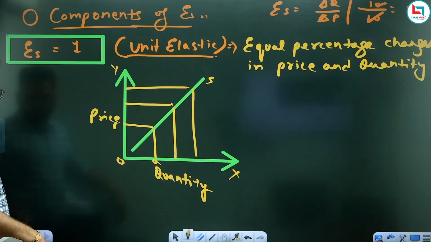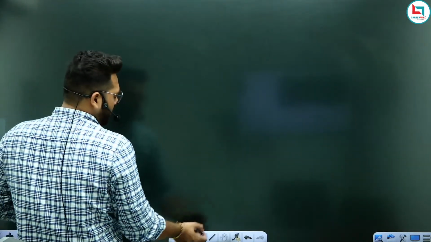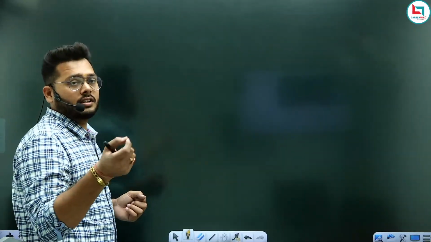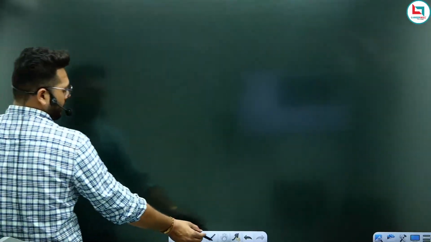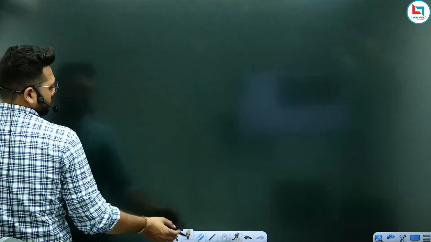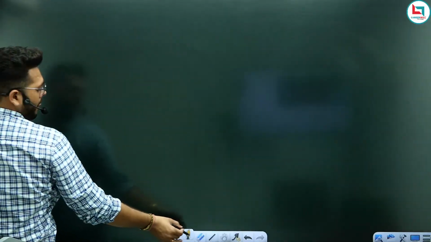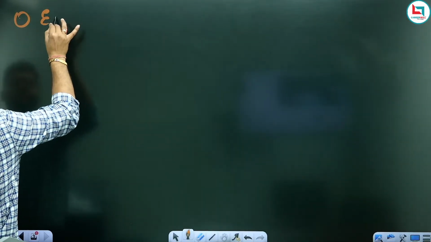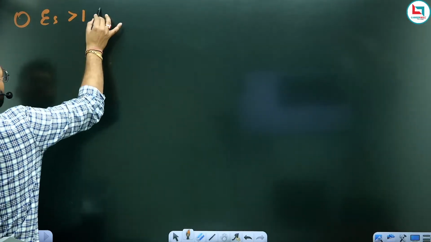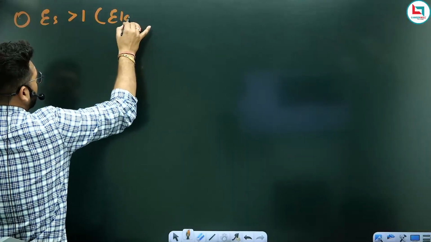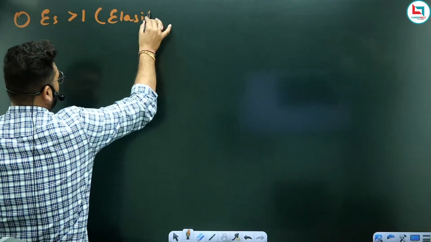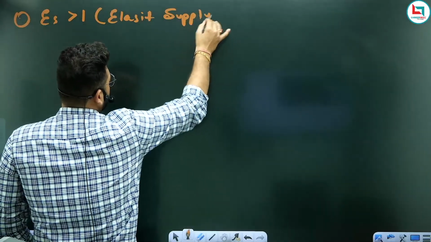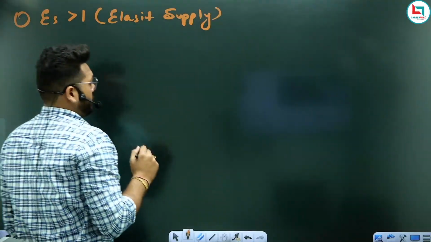Now the second one is what? When there is more change in the quantity supplied, comparatively less change in the price. Let's say when ES is greater than 1, which is called elastic supply.